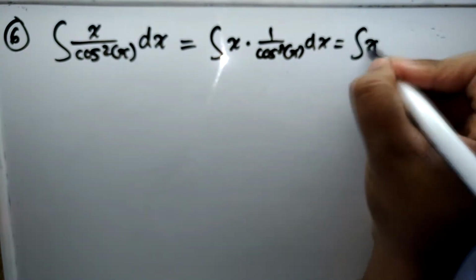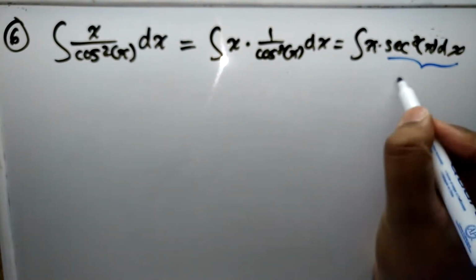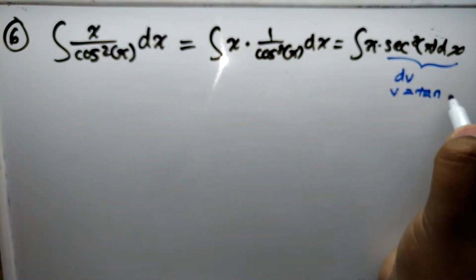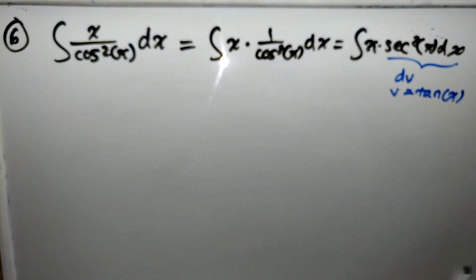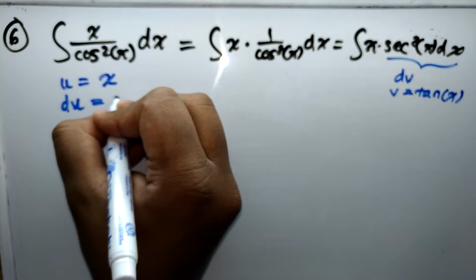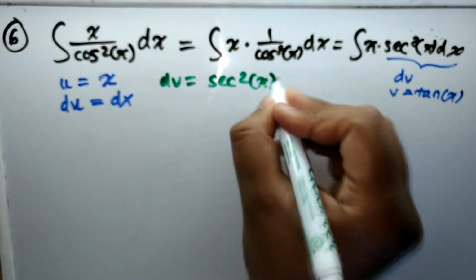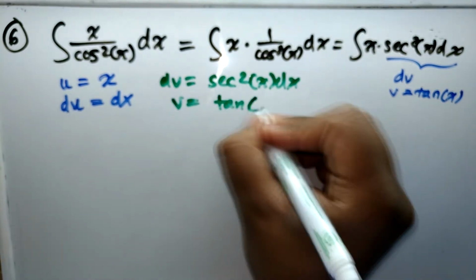For this example, I'm going to write it as x times 1 over cos squared x, because 1 over cos squared x is just secant squared x, so we can just write it like that. And if you remember from previous videos, secant squared x is just the derivative of tangent. So what we can do is let that equal our dv, so that u equals x, and differentiate that as just dx, and dv equals secant squared x, so v is equal to tangent x.